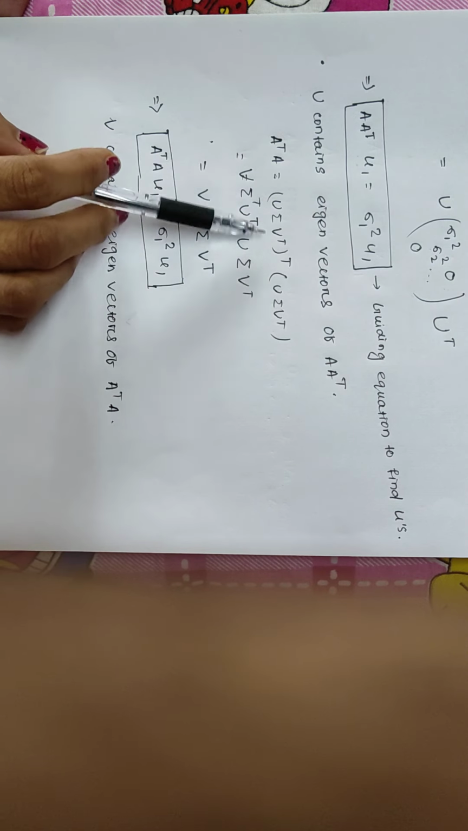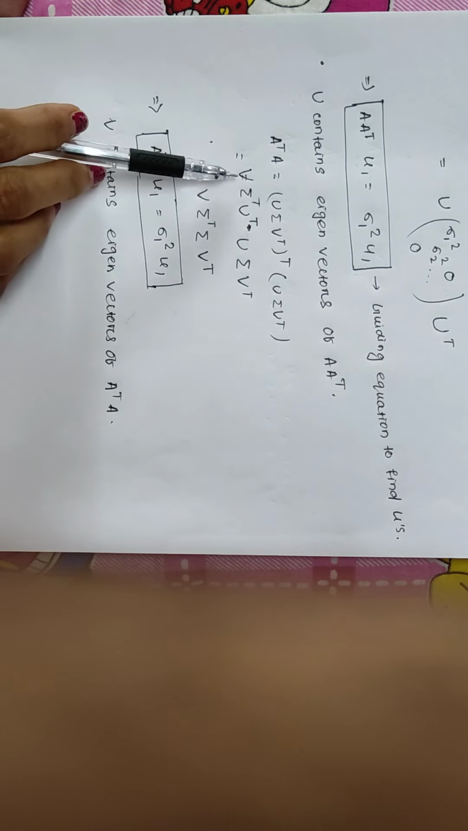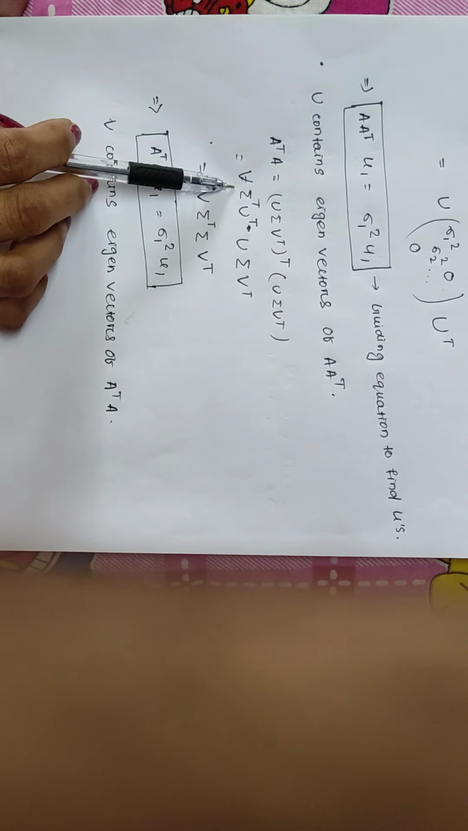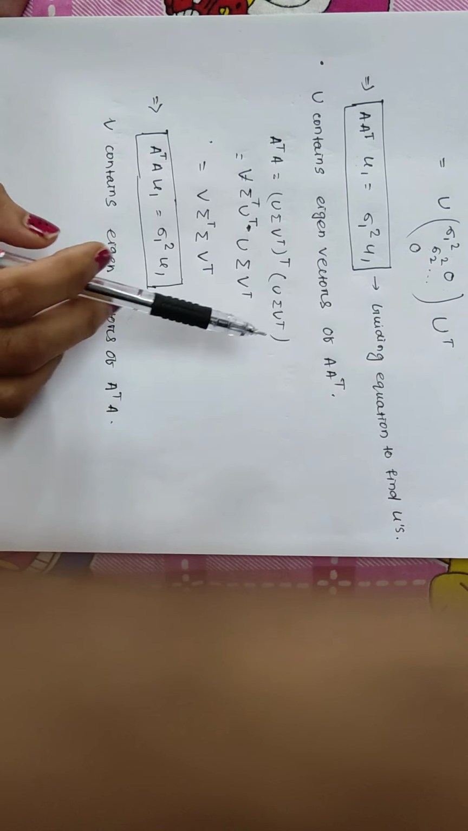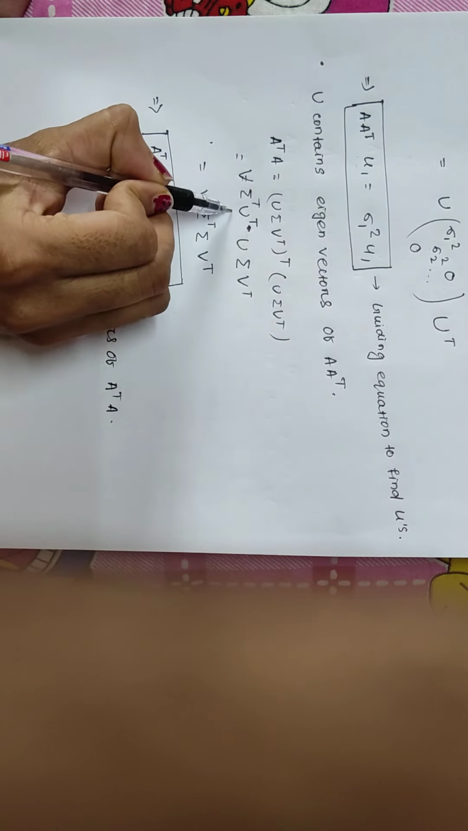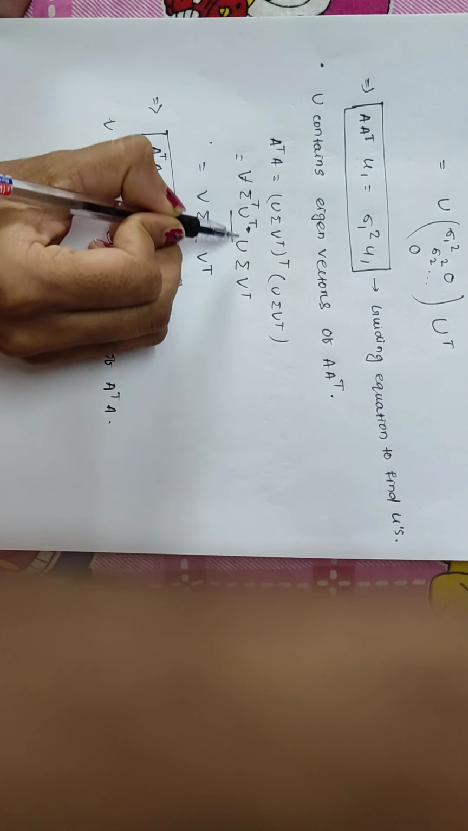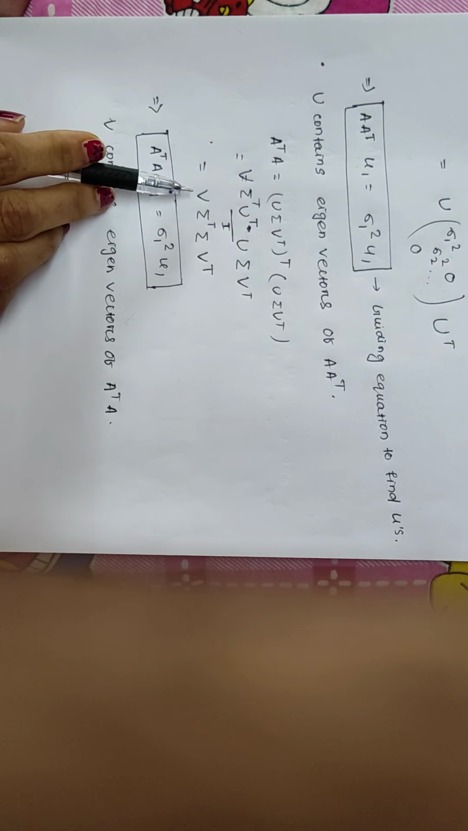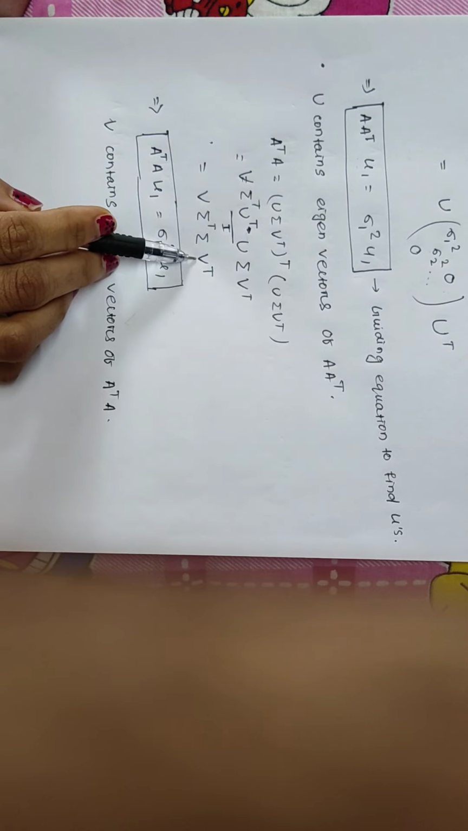U sigma V transpose whole transpose, then U sigma V transpose, then it is going to be V transpose transpose, which is V, then sigma transpose, then U transpose, then U sigma V transpose. Again U transpose U, as U is an orthogonal matrix, is going to be identity. Then we are going to get V sigma transpose sigma V transpose.